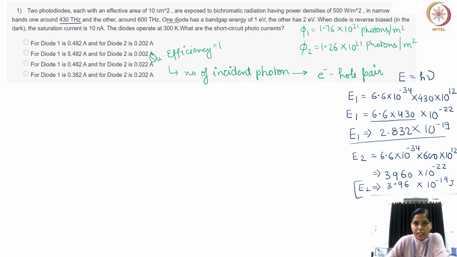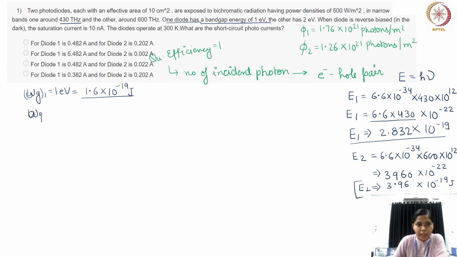And here you can see that one diode has a band gap of 1 electron volt. So I can write it from here. The energy band gap, which is WG1, is 1 electron volt. When we convert it into joule, it is 1.6 into 10 raised to the power minus 19 joule. Okay. And the band gap of the second photodiode is 2 electron volt. That is 2 multiplied by 1.6.